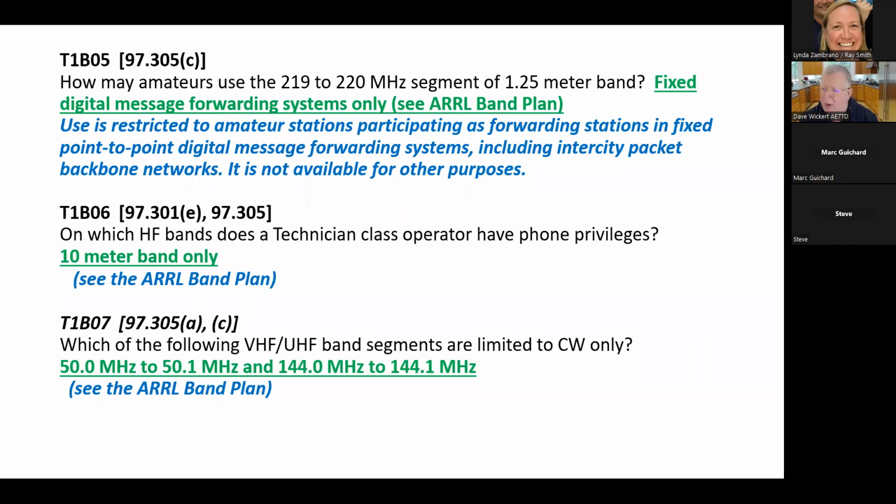What these are is radio stations that can be used to transmit email messages. So amateur radio has a portion of the 1.25 meter band, which is allocated and used for fixed digital message forwarding systems, i.e. email, that allows you to transmit email from one station to another. And ultimately, they have gateways that hook up that email to the internet, and you can send email.